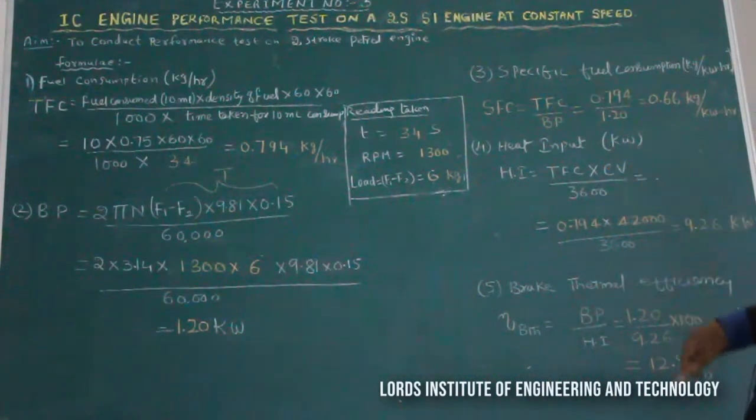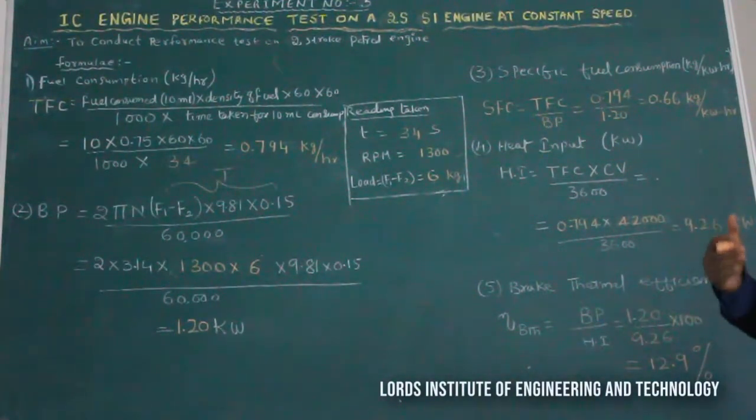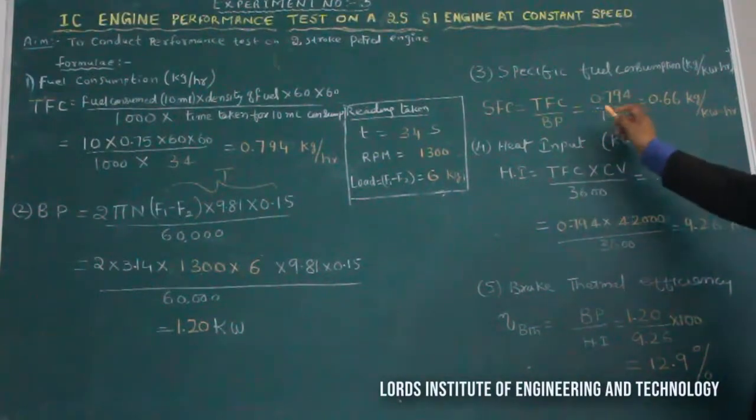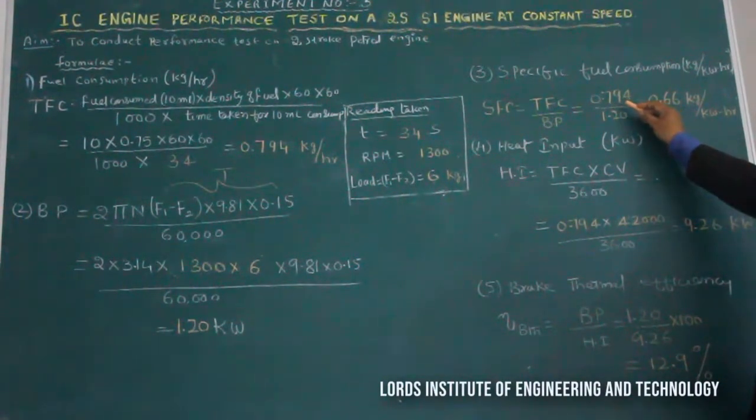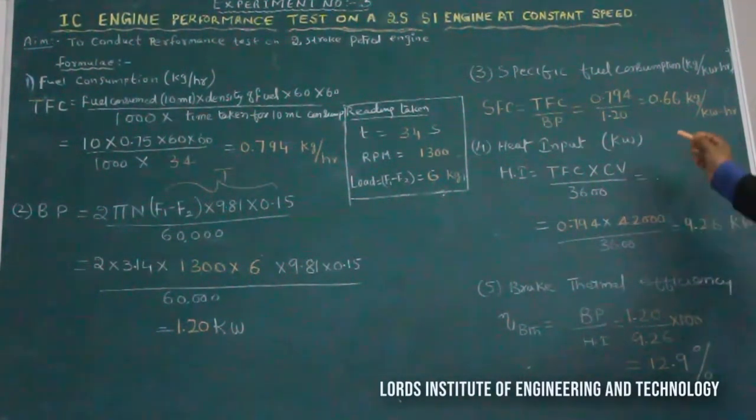Right. Now, the third point we have to calculate is how much specific fuel is consumed per brake power developed. So now we have specific fuel consumption. The formula is total fuel consumed divided by brake power, and you get it in kgs per kilowatt hour. Now I substitute the values. TFC we got 0.794 kg, and brake power we have 1.2. When I divide it, I get 0.66 kg per kilowatt hour as my specific fuel consumption.